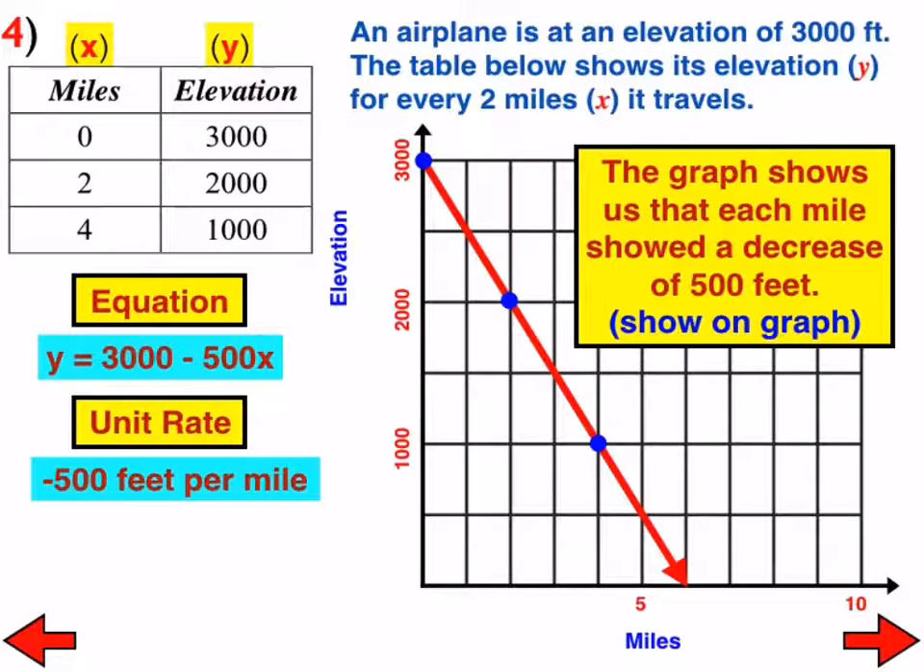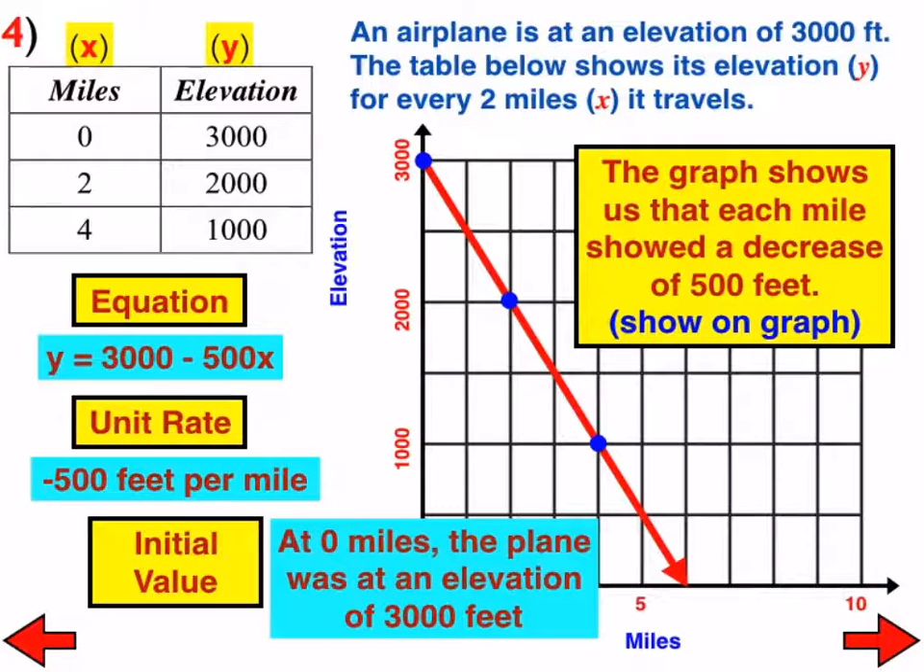One of the very first things we started with at the beginning of the year was learning how to state integers in words. And one of them was that a decrease in something is represented by a negative number. A decrease of 500 feet per mile is negative 500 feet per mile. And then our initial value is, in the context of this problem, at 0 miles, the plane was at an elevation of 3,000 feet. There are lots of ways of saying the same thing, but whatever you write for your initial value, that's what it has to represent. Any questions about this one?